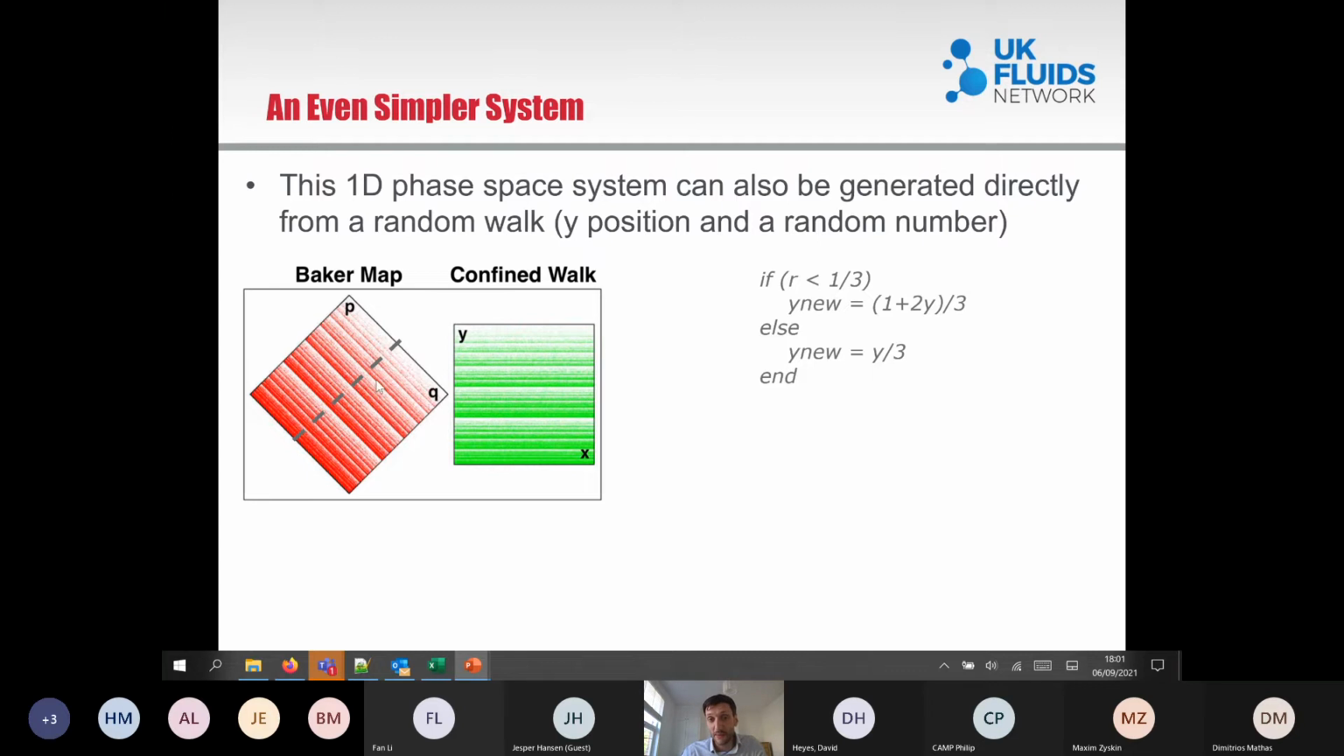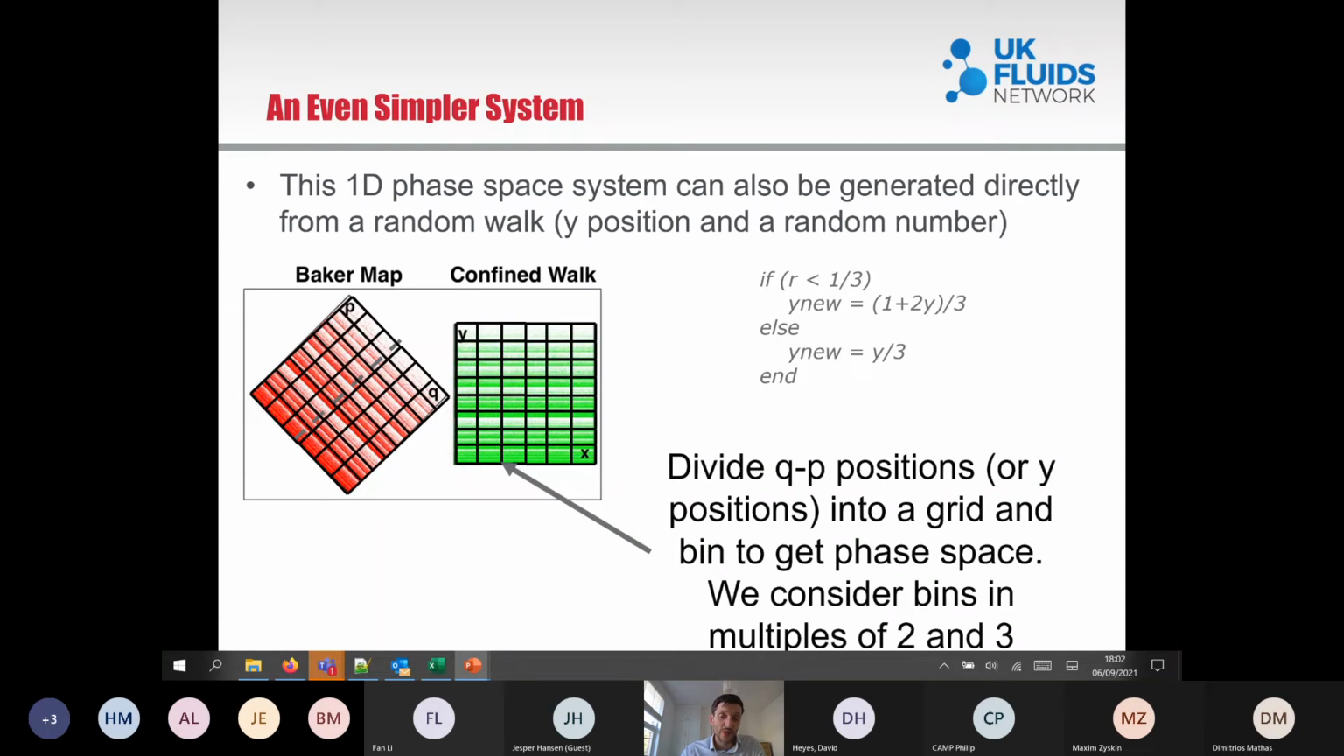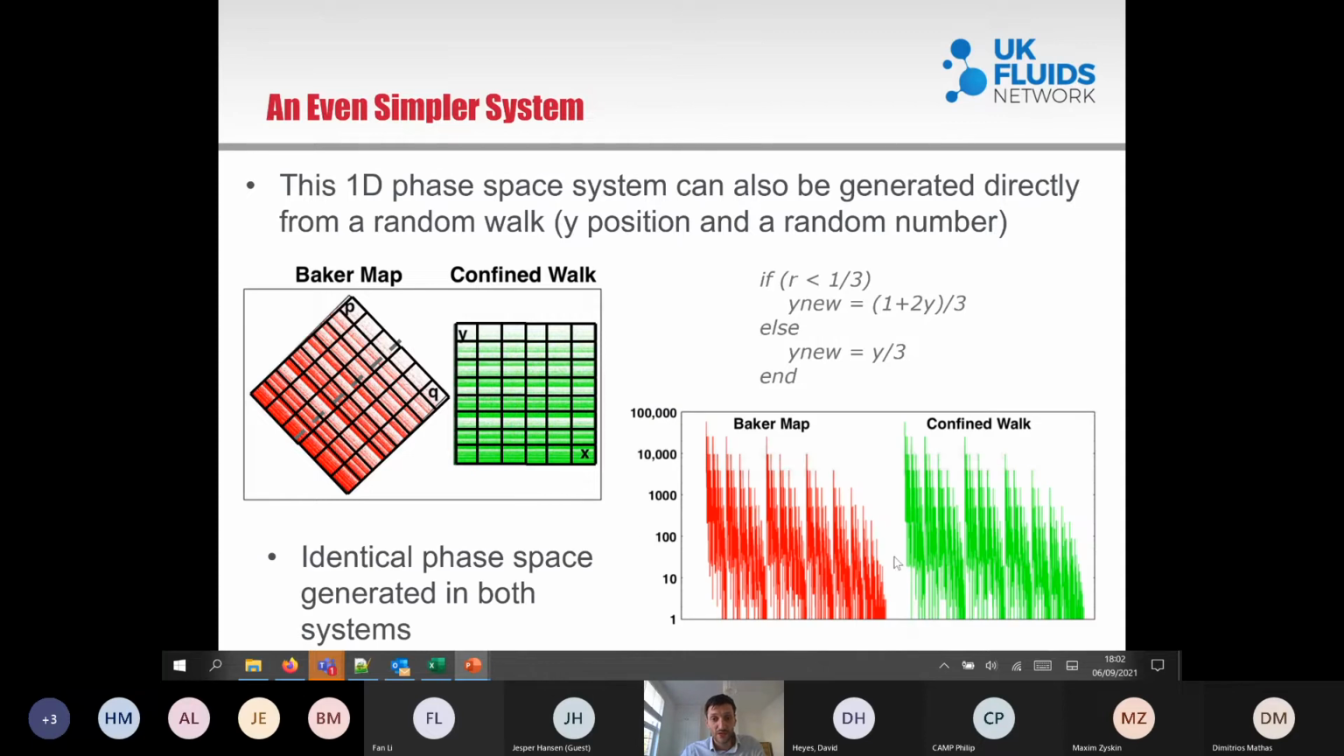So rather than doing the Baker mapping, you can just do exactly the same thing with a y coordinate of the same form, which is just a mapping, and then just a random number. So the concept's the same. You can use the QP, you can use the confined walk, both of which I think are valid for this particular Snook Prize problem. And so then what we do is we divide either of these maps into just a grid, and we're considering multiples of either 2 or 3 for the binning, and that gives us different fractal maps.